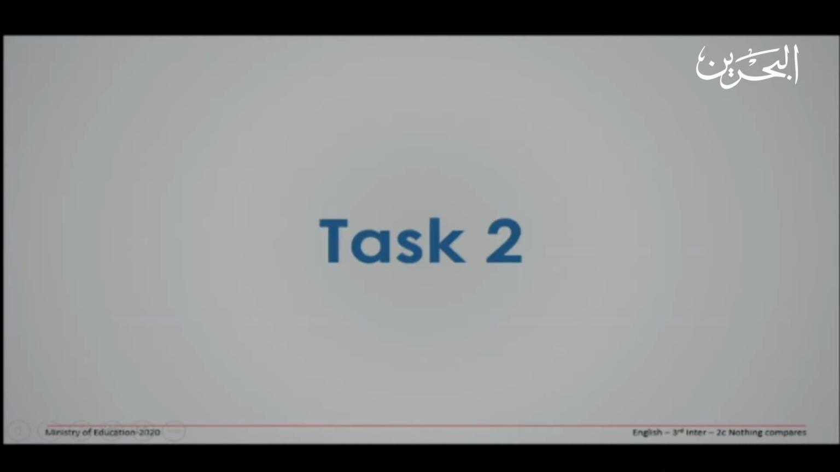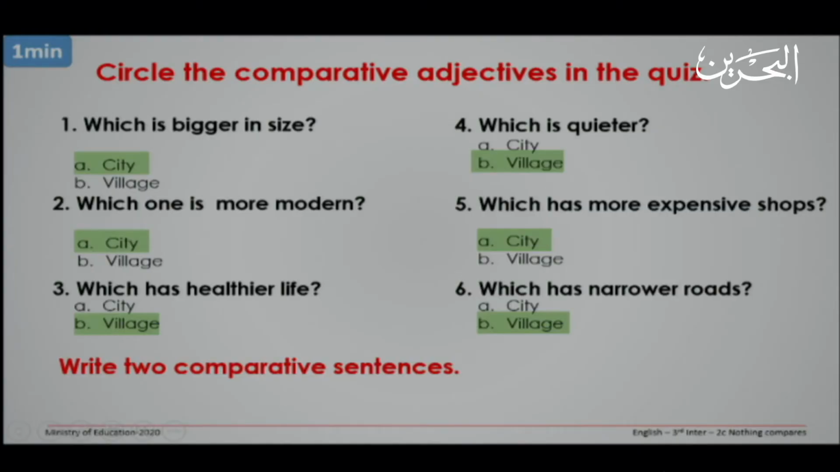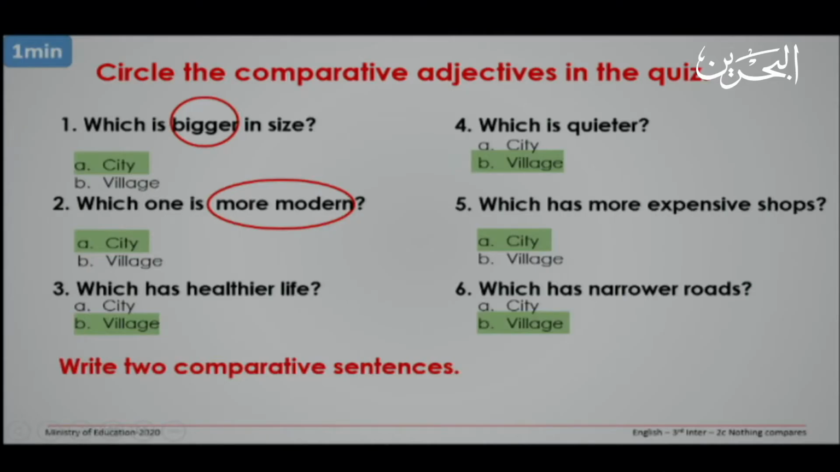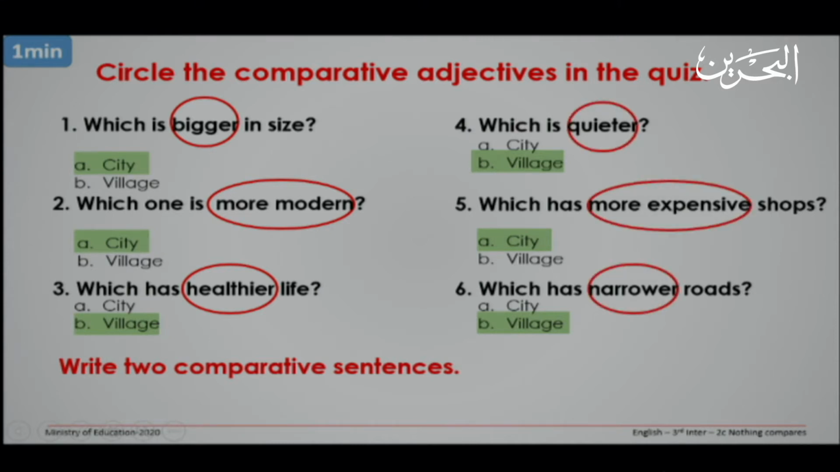Now, let's head off to task number 2. We're going to circle the comparative adjectives in this quiz. We have bigger, more modern, healthier, quieter, more expensive, and narrower. Can you use comparative form to write 2 sentences? You have 1 minute to do so.